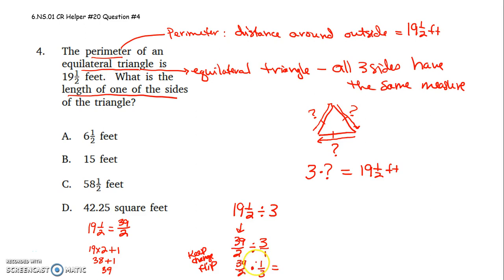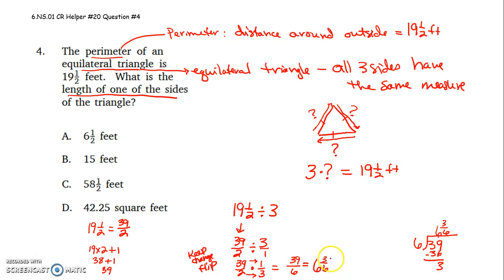Now, there are a couple ways to go about it. I could either simplify at this point or just multiply straight across the top, straight across the bottom. For now, I'm just going to multiply straight across. So that's 39/6. Now I need to convert that 39/6 back into a mixed number. So how many times does 6 go into 39? Well, 6 times 6 is 36. Subtract off, 3 left over, so it's 6 and 3/6.